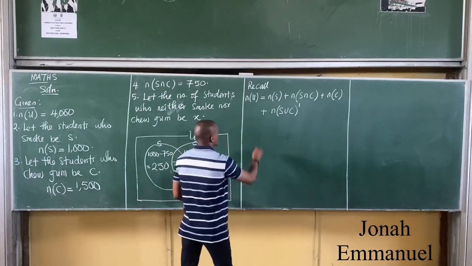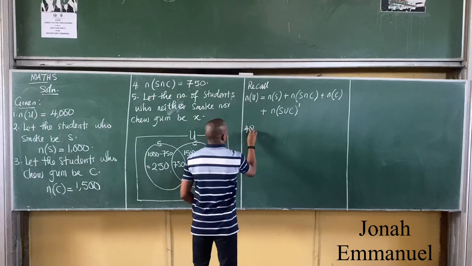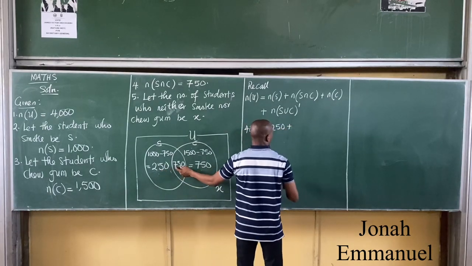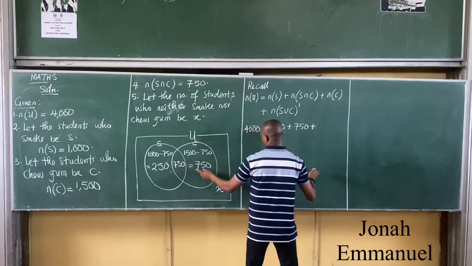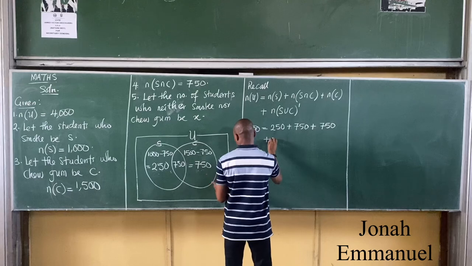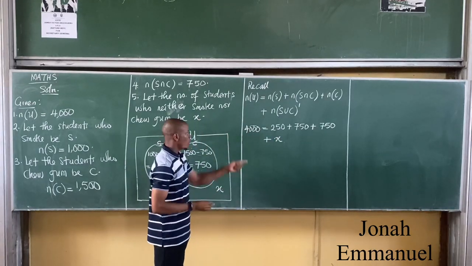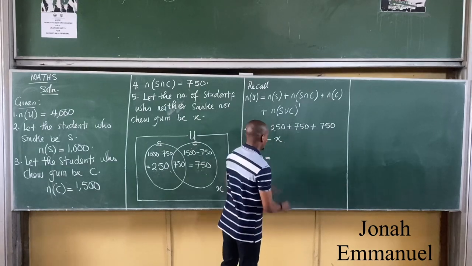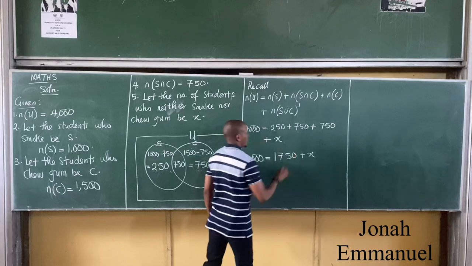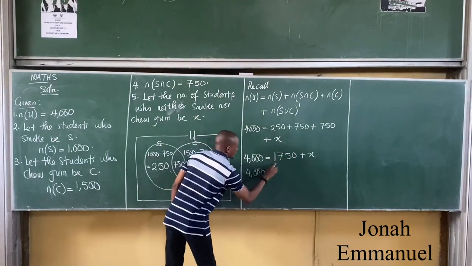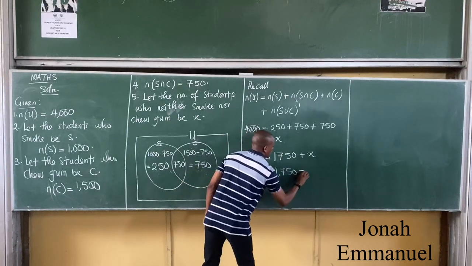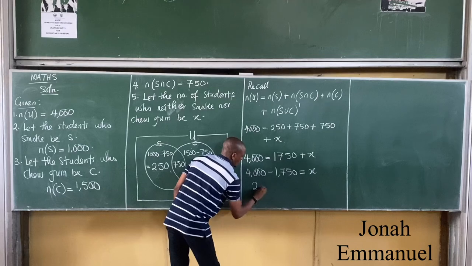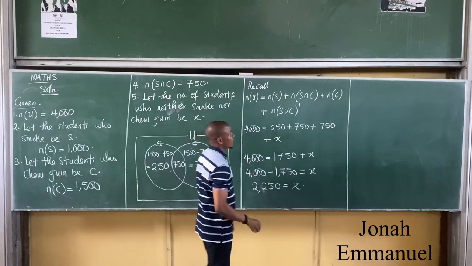Alright. So in values, please. N of U is how many there? That's 4000, which equals N of S, how many here? 250 from my Venn diagram, plus here, how many there? 750 plus this point, x. So I have this. Alright, what we have now: 4000 is equal to this plus this, how many there? 1000 plus this, 1750 plus x. Move this one over here. I have 4000 minus 1750 is equal to x. Please give me this value. What do you have? 2250 equals x.